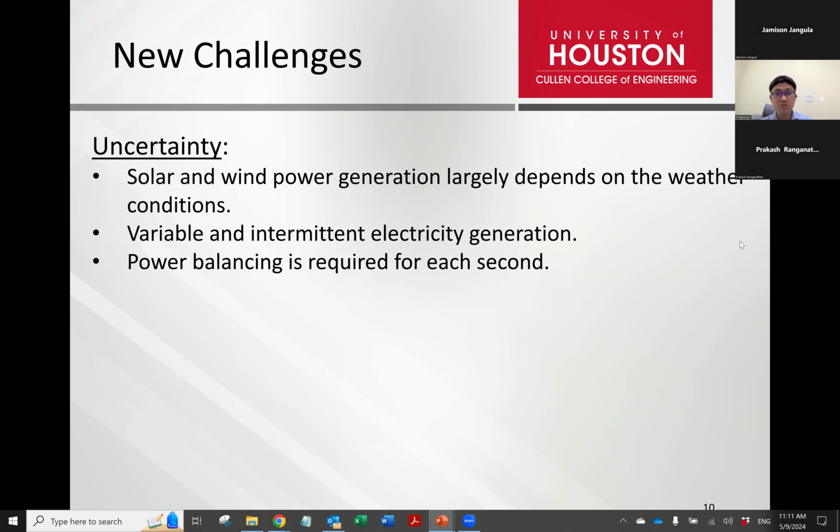But this change will help provide more green electricity, but it also brings a lot of grand challenges. One challenge is uncertainty, because wind and solar power generation are largely dependent on the ambient weather conditions, right? So they are variable, intermittent, and we cannot do a perfect forecasting job. So that is an uncertainty challenge.